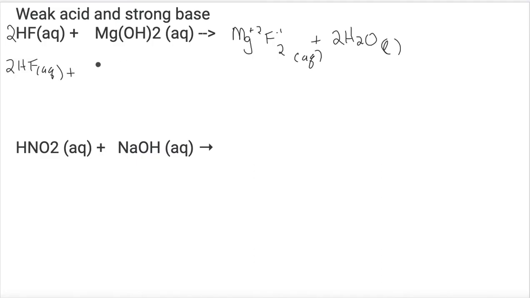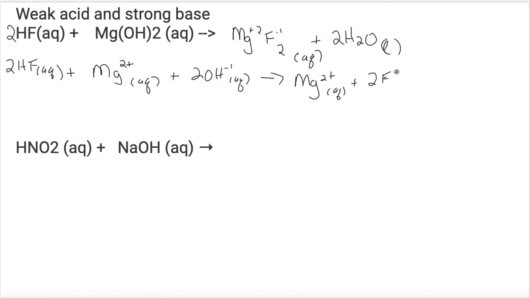Plus MgOH2. Now we're saying that that's a strong base. However, I believe that MgOH2 is not very soluble in water. But anyway, so it's Mg2 plus AQ plus 2 hydroxide, -1 AQ. All right, that's going to give MgF2, which is an ionic compound that dissolves in water, so break it into the ions that make it up. All right, and then the water does not break apart.